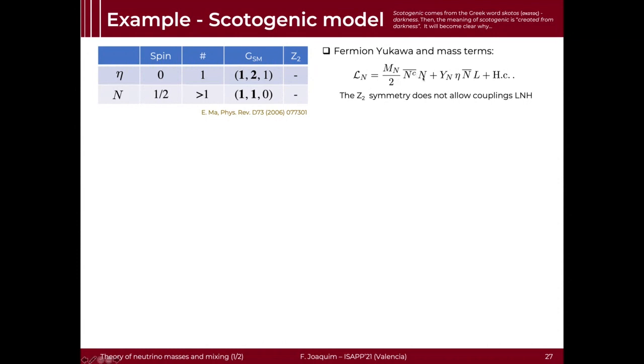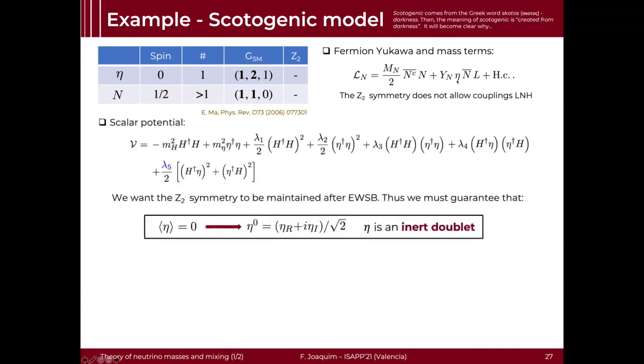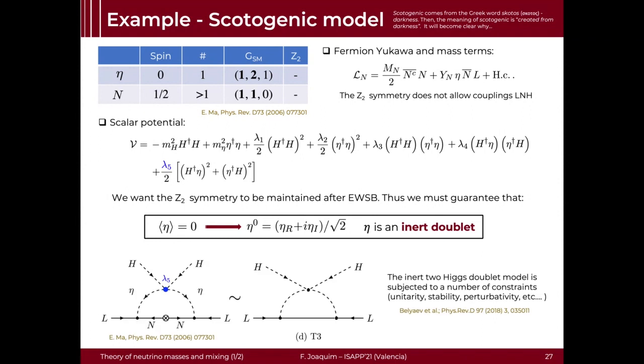So what you can do is to write a mass term for the singlets, a coupling between the singlets, L and eta. And now you write the scalar potential, and you consider the case in which eta does not acquire a VEV. So again, this is very similar to the inert 2 Higgs doublet model, where you have two doublets, but one of them does not acquire a VEV. So what happens in this case is that the lowest order contribution to neutrino masses is given by this diagram here. Okay, this is an example of a topology of the type T3.